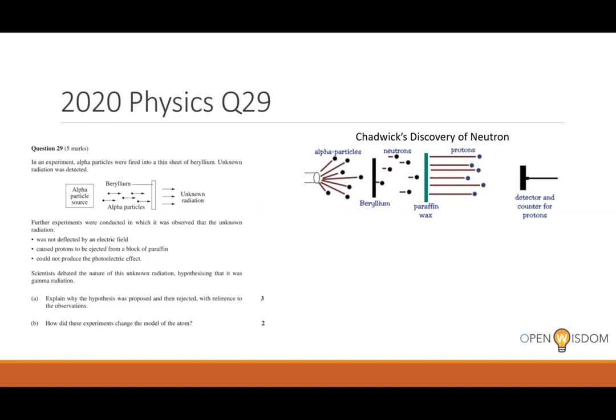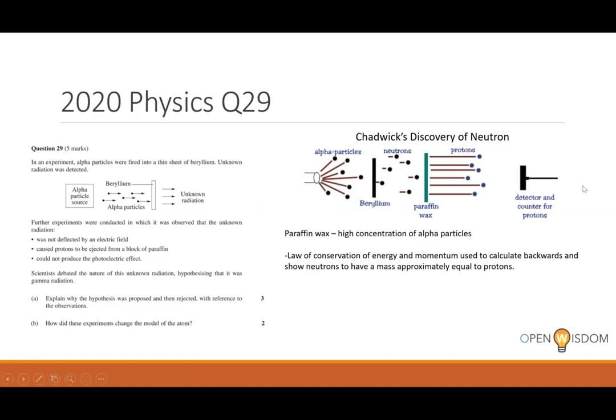And it's also important to note that the paraffin wax itself is highly concentrated in alpha particles, and that the law of conservation of energy and momentum was used backwards to show that neutrons have a mass approximately equal to protons. I have also included the syllabus stop point here if you want to do any further research into the topic.